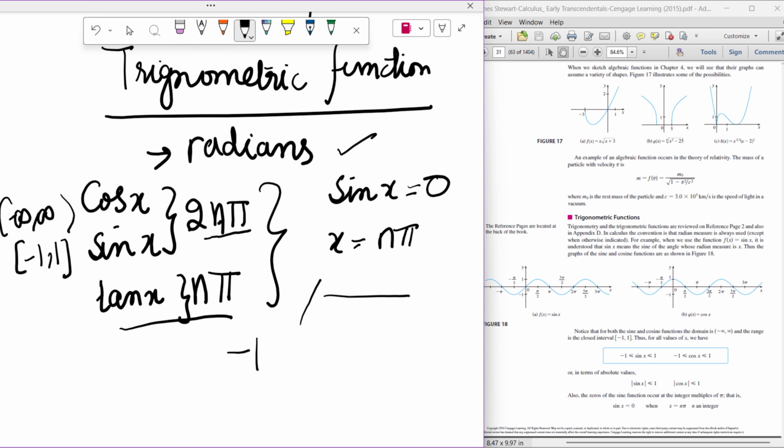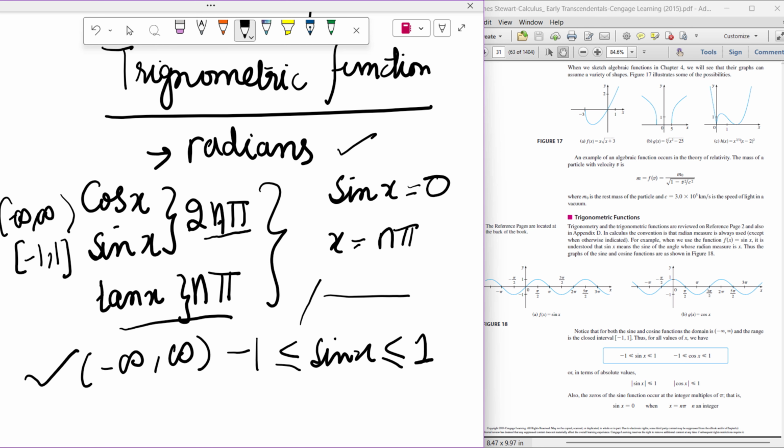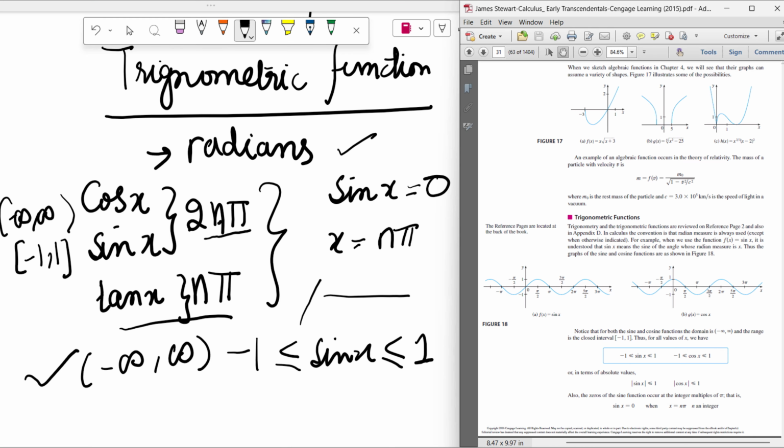So can I write minus 1 is less than or equal to sin x, which is less than or equal to 1? This is the range, and the domain is equal to minus infinity to plus infinity. And this is true for sine x and cosine x.